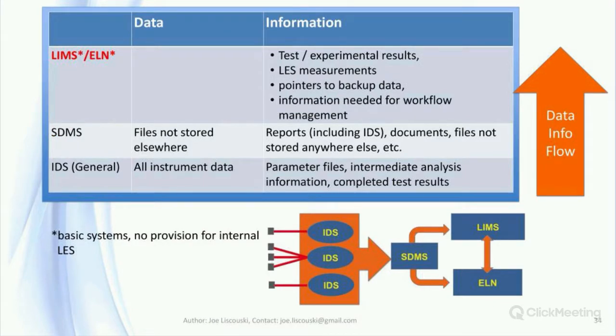The centralized LIMS or ELN would contain the test or experimental results, any pointers to data or information sources that would be needed to back up those results, and information needed to manage the lab's workflows. Those would include test requests, sample location information, basically anything needed to manage the lab workload and processes. Lab execution systems might send any measurements they collect here so that they would be available for finishing an analysis.